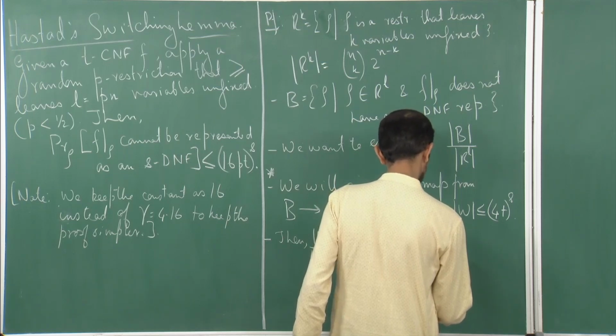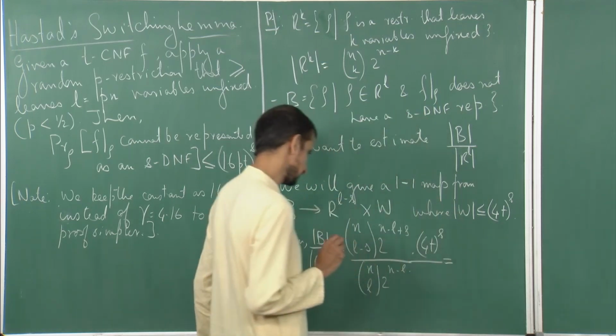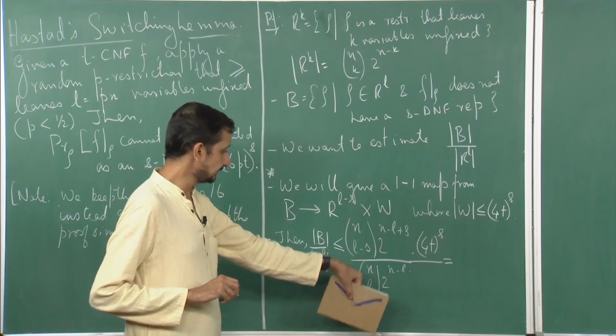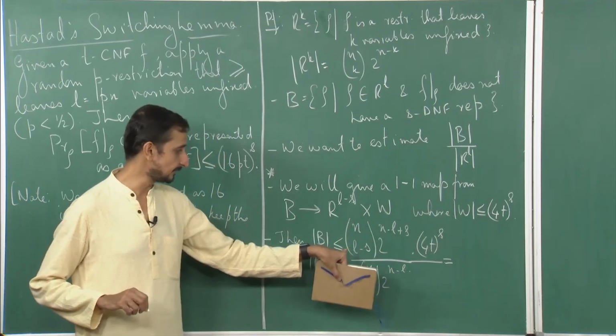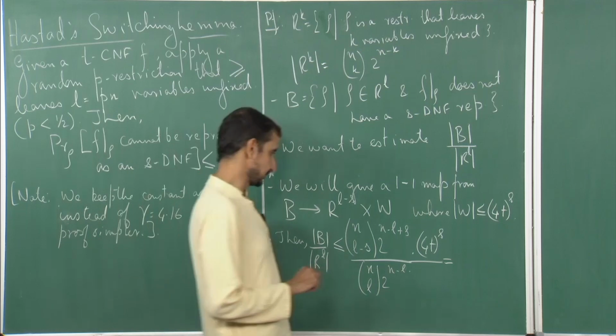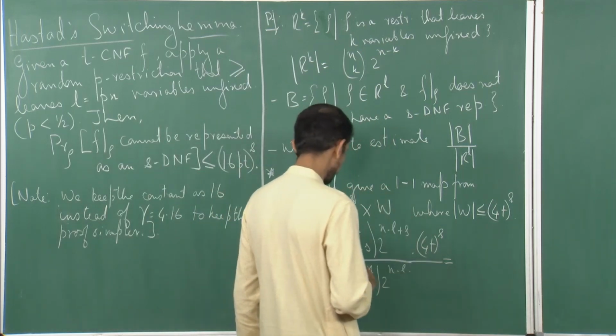So that is one simplification. The other thing that I get here is, how can I write this ratio, that is N choose L minus S divided by N choose L. So this will be what?